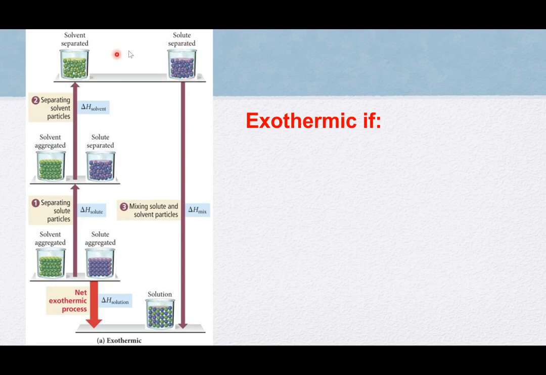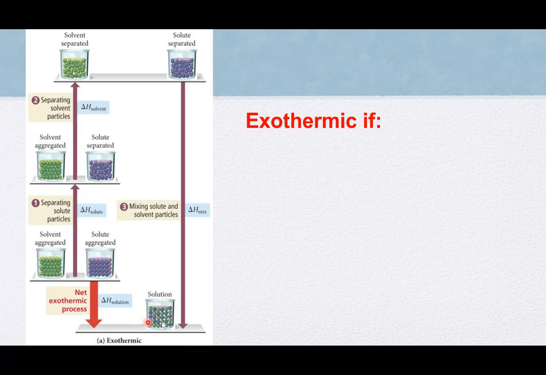When we mix these 2 together, we get our payoff. When we mix them together, we are going to get a huge gain in stability. We're going to get a ton of energy released. So mixing solute and solvent particles is going to be an exothermic process. High energy state, low energy state, energy exits the system to get that. Okay.